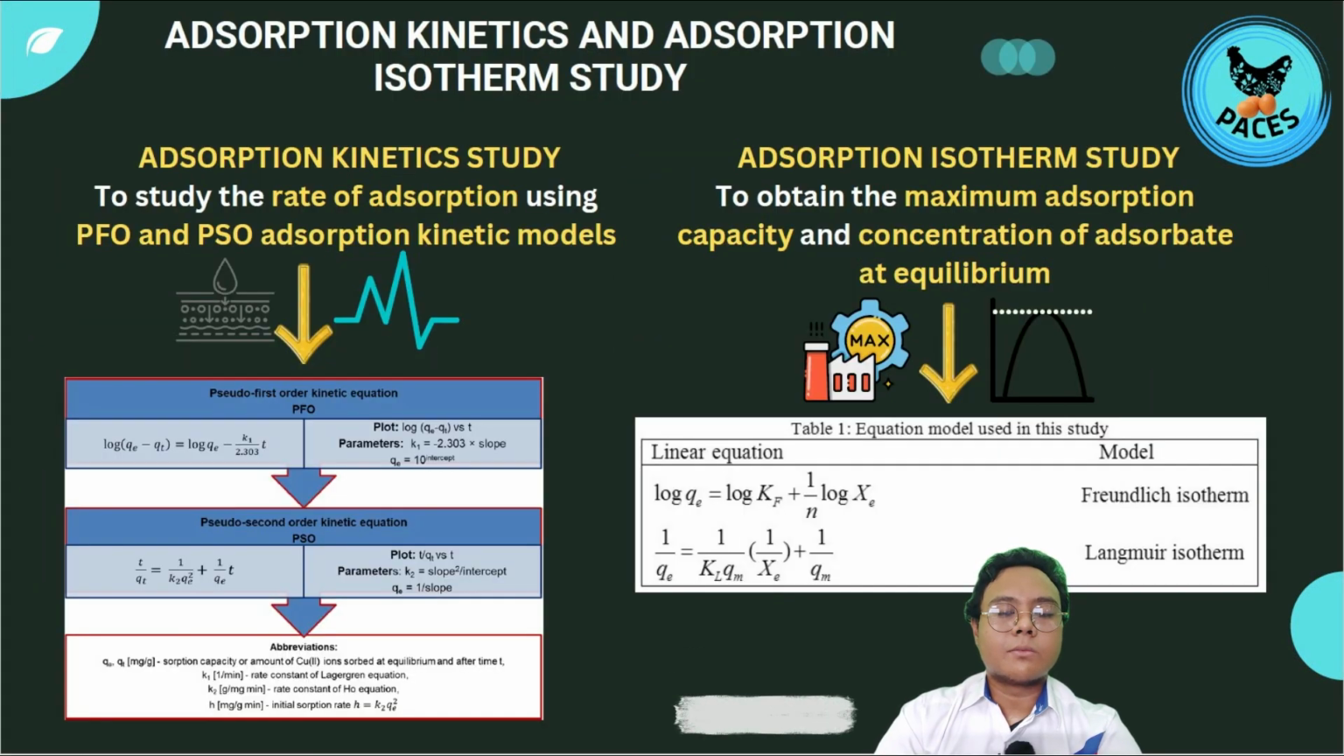We performed adsorption kinetics and isotherm studies to analyze the adsorption process. The adsorption kinetics was used to study the rate of adsorption using the pseudo first order (PFO) and pseudo second order (PSO) kinetic models. The adsorption isotherm study was performed to obtain the maximum adsorption capacity and the concentration of adsorbate at equilibrium using the Langmuir model and the Freundlich model.